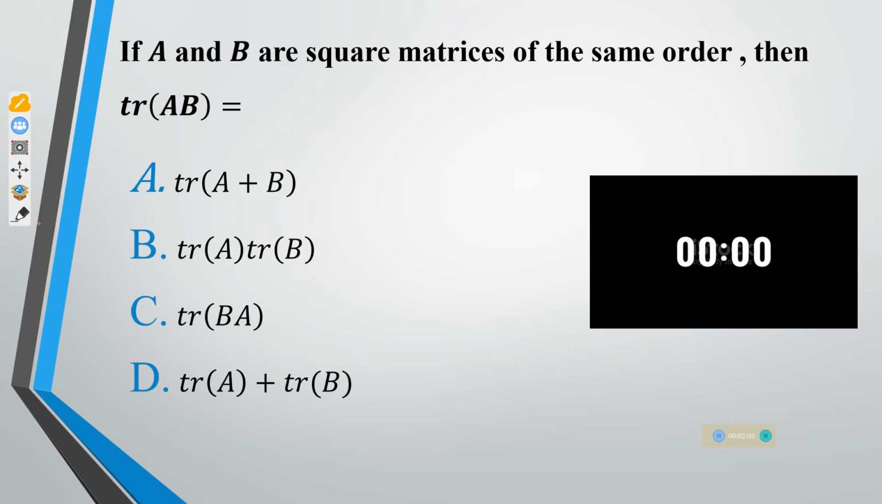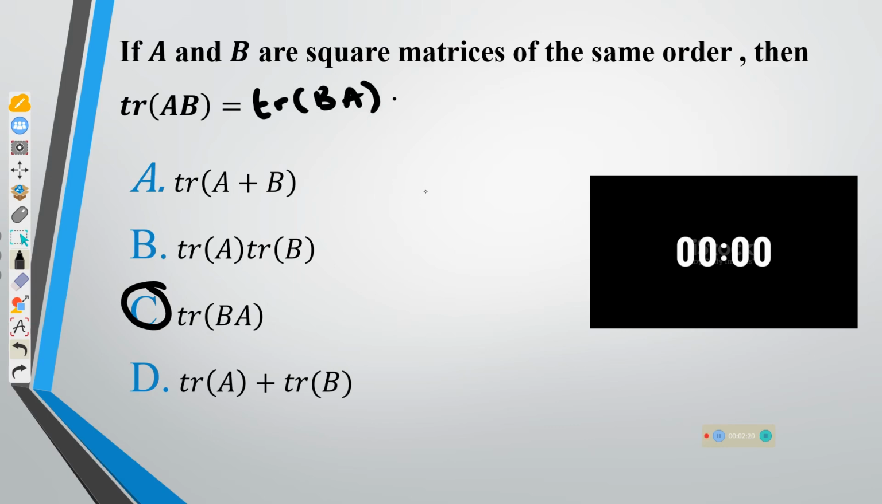So let us look at the answer. We are given that if A and B are square matrices of the same order, then the trace of AB is equal to, so the required answer here is part C. The trace of AB is the same as the trace of BA. So the answer here is C. That is the required answer.